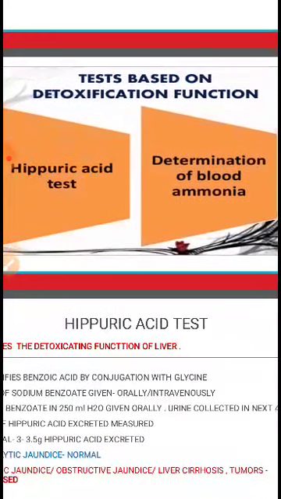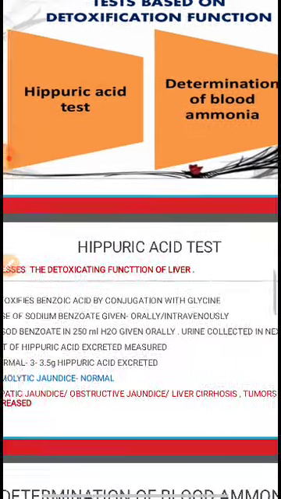Now let's look at the tests based on detoxification function. The two tests which we use to assess detoxification function are the hippuric acid test and the determination of blood urea.